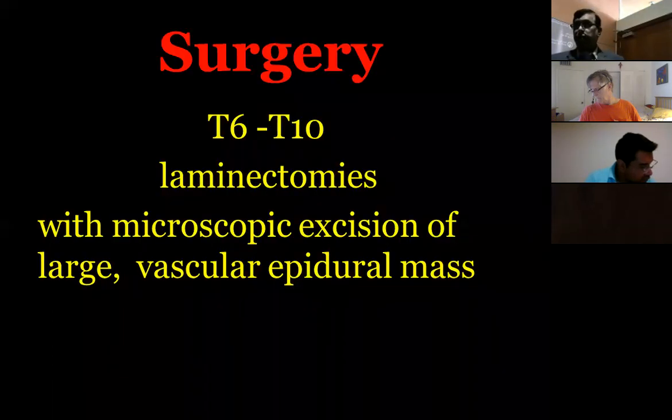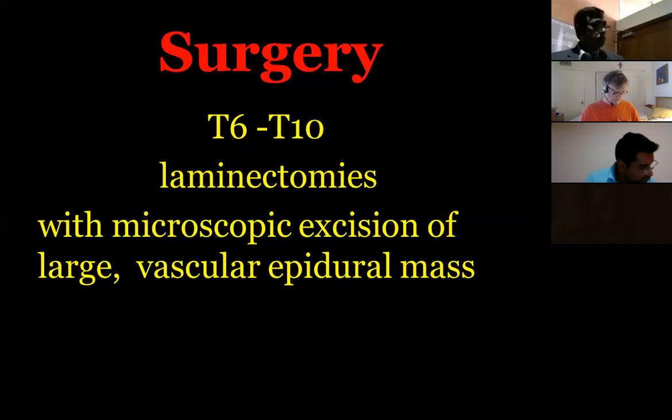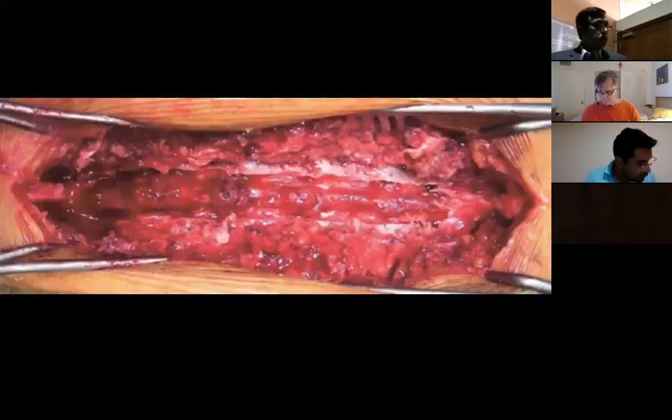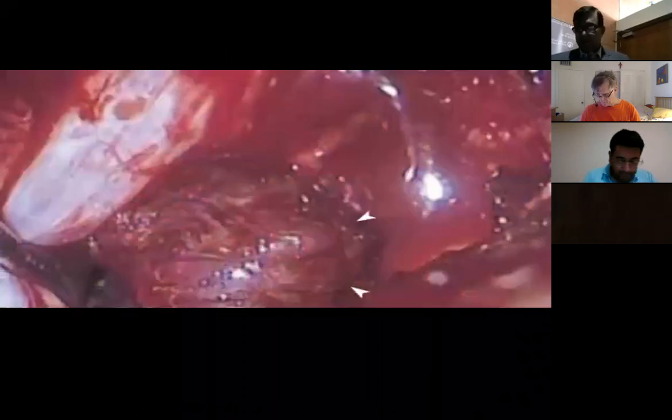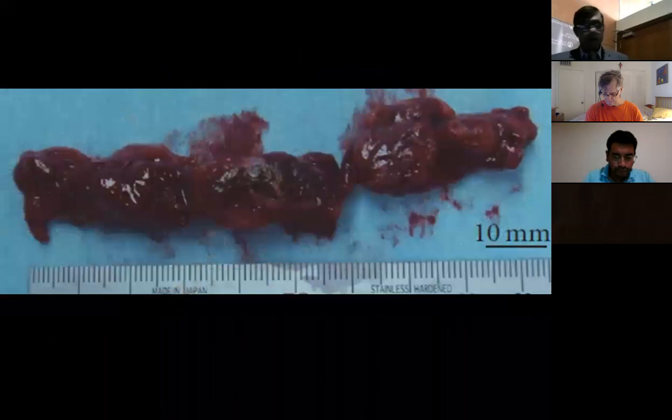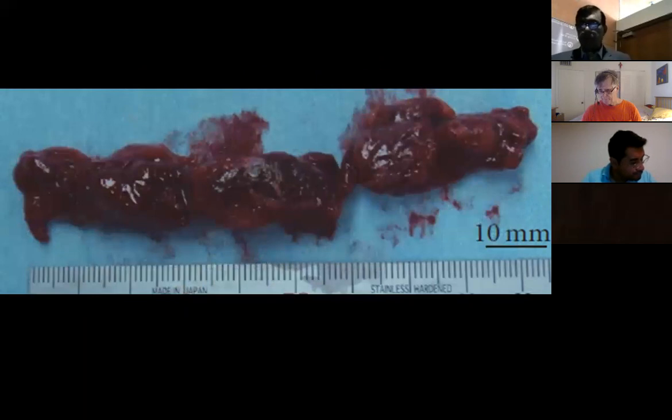I don't have the video to show you. I looked for it and could not find it, so I'll just tell you what we found. We did a laminectomy, T6 to T10 inclusive, and we found a large vascular extradural mass as expected. So this is the laminectomy. This is the extradural mass, just like clotted blood, but a little bit elastic and more solid.